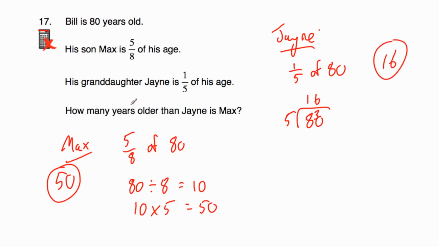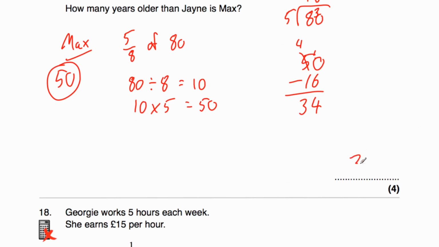And the question says, how many years older than Jane is Max? Well, we're just going to do 50 take away 16. That'll tell us the difference between their ages, how many years older Max is than Jane. So 0 take away 6, let's borrow. So it's a 4 and a 10. 10 take away 6 is 4, and 4 take away 1 is 3. So that means that Max is 34 years older than Jane. So let's write that down, 34 years.